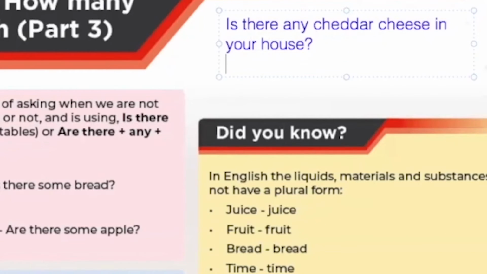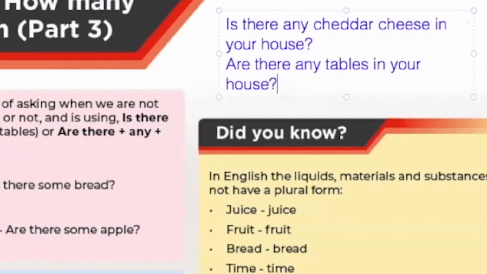Okay, now, Tiago, please make an example using are there any, and the countable noun, countable. Tables. Okay, where? ¿Dónde? Sí, there are tables in your house. Okay, in your house, ¿por qué no? Are there any tables in your house? Okay, very good. This is another way to ask for the existence of things, para ver si hay cosas.